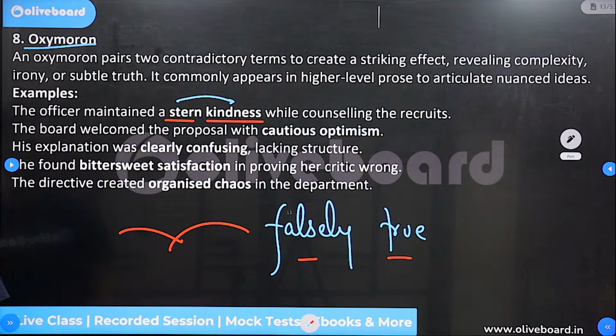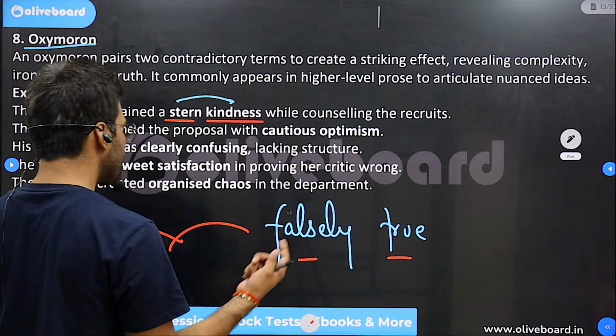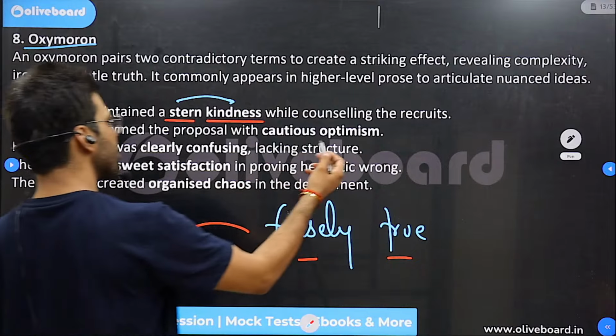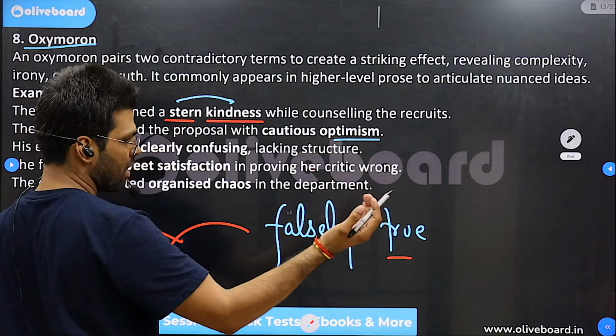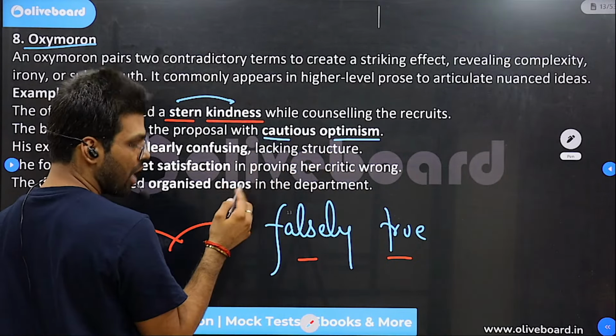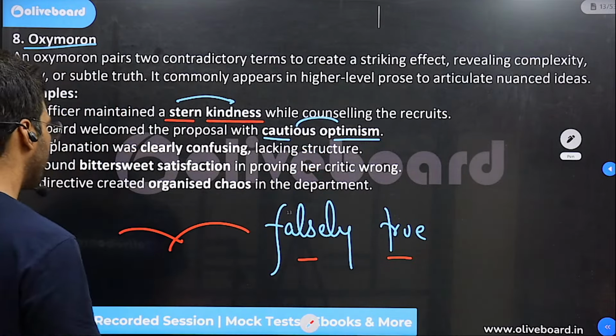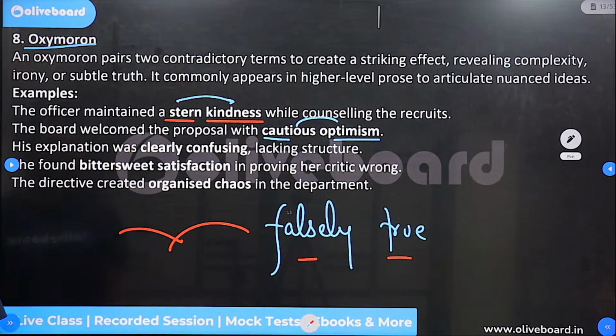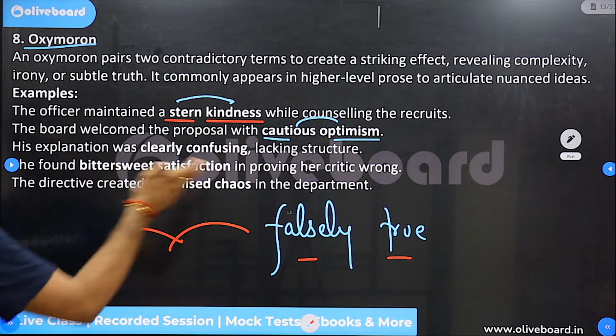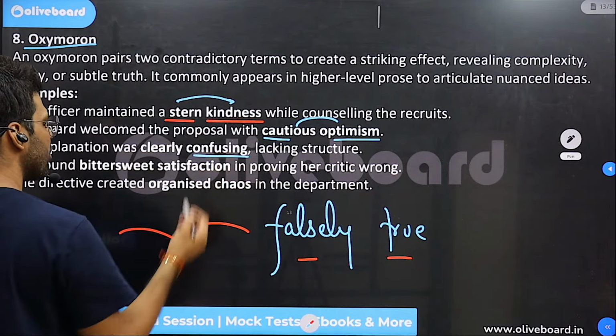The board welcomed the proposal with cautious optimism. Optimism is totally a happy state. Cautious is not a happy state. How can optimism be cautious? Oxymoron. The explanation was clearly confusing, like this. If something is confusing, how can that be clear?